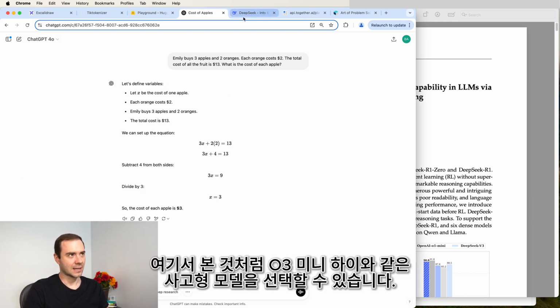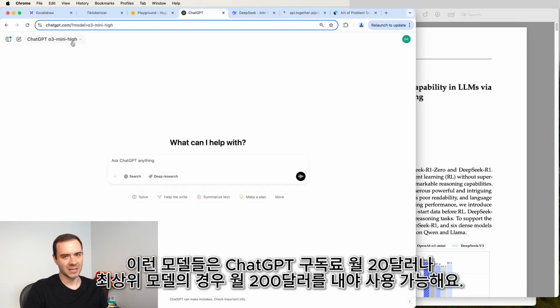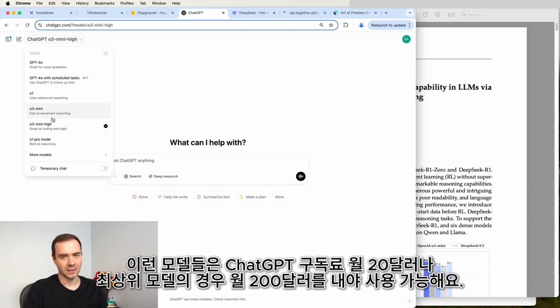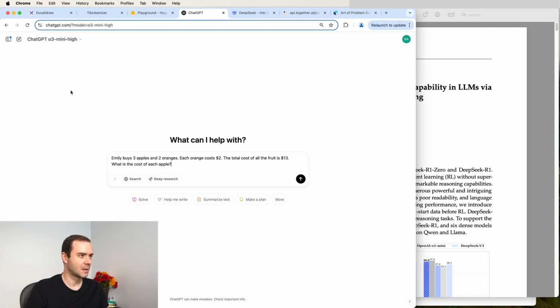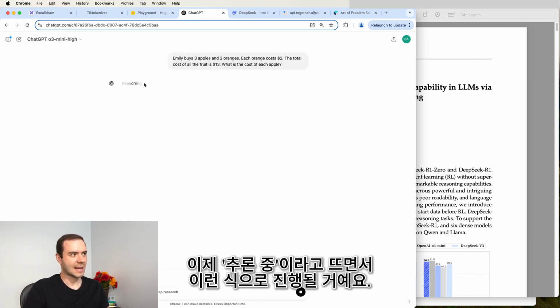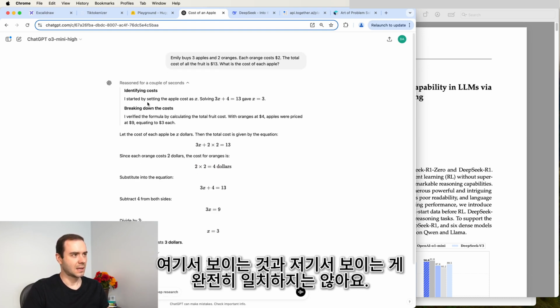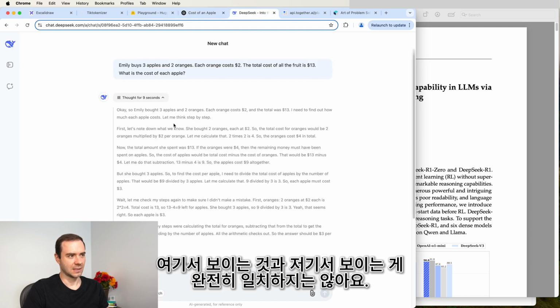So in the same way as what we saw here, we can pick one of the thinking models, like say O3 mini high. And these models, by the way, might not be available to you unless you pay for a ChatGPT subscription of either $20 per month or $200 per month for some of the top models. So we can pick a thinking model and run. Now what's going to happen here is it's going to say reasoning, and it's going to start to do stuff like this.